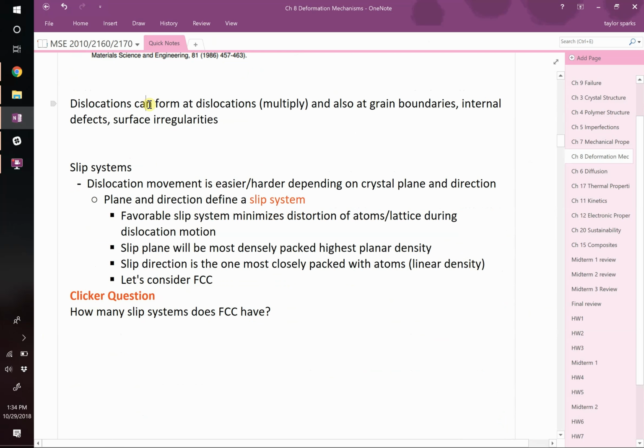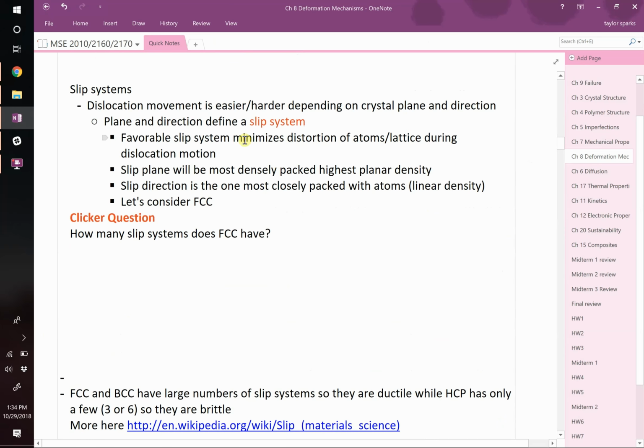So dislocations can do some interesting things at surfaces, like grain boundaries. They can annihilate there. They can form there, because of the irregularities along these surfaces. Okay. But we've already talked a little bit about slip systems, what they are. The next question is, let's do a sample calculation.